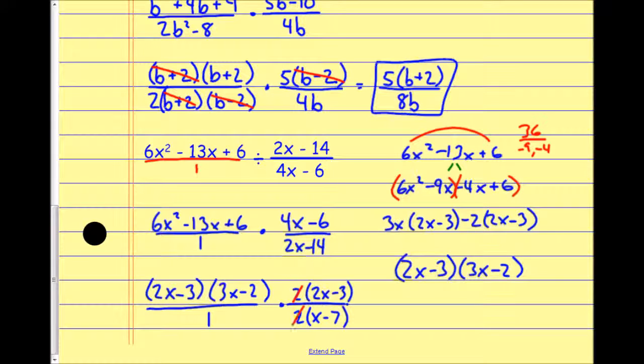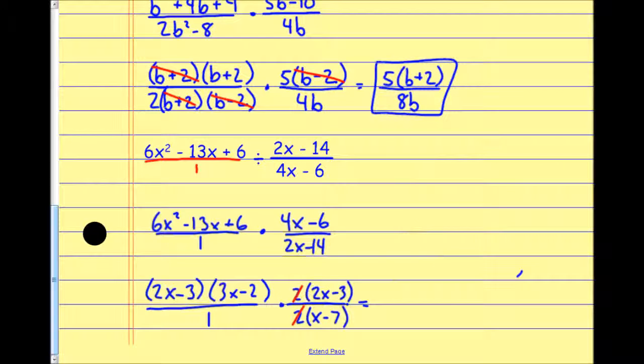And that's about it. Had I not remembered to change this to multiplying by the reciprocal, I might have accidentally canceled out a little bit more than that. But in this case, that's all that's going to cancel out. So now my numerator, it looks like I have a 2x minus 3. I have 2 of those, so I'll write that as a 2x minus 3 squared. I also have the 3x minus 2. And then in the denominator, it looks like I've got the x minus 7.